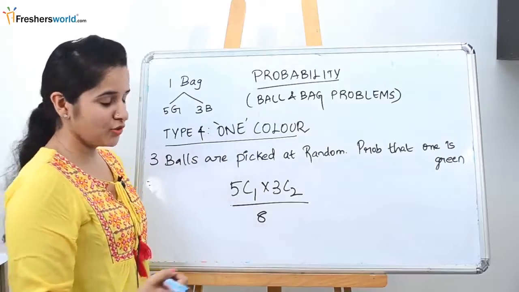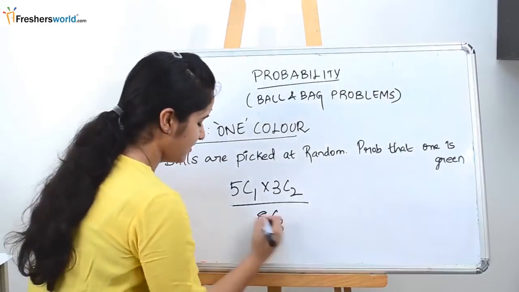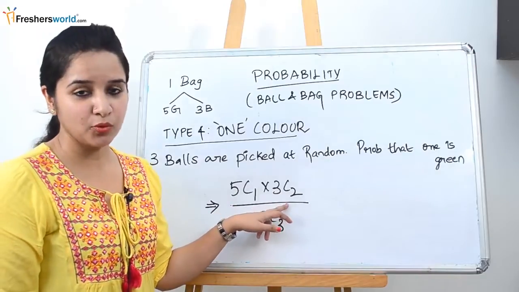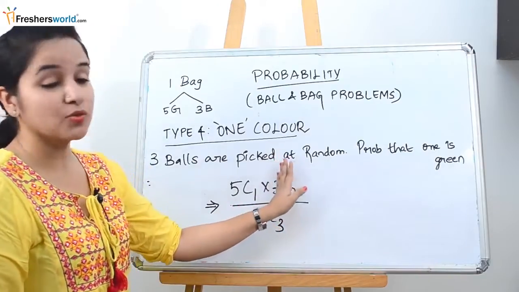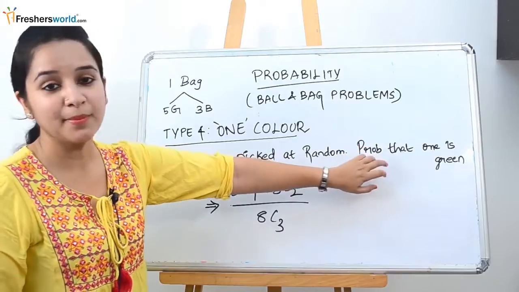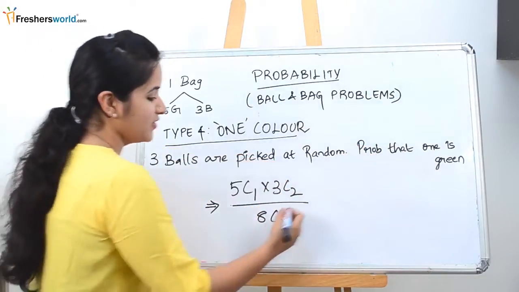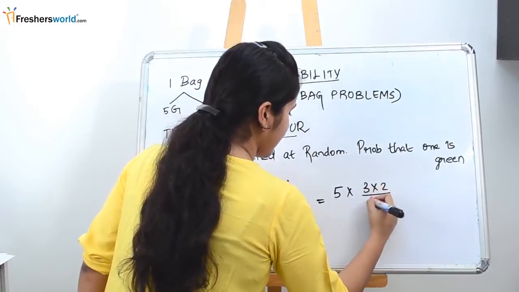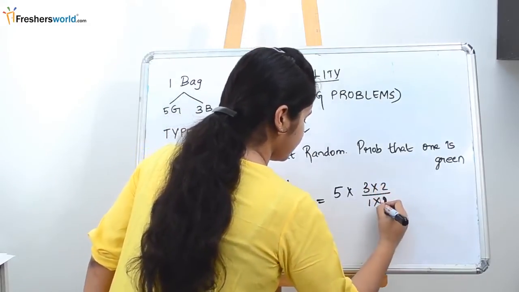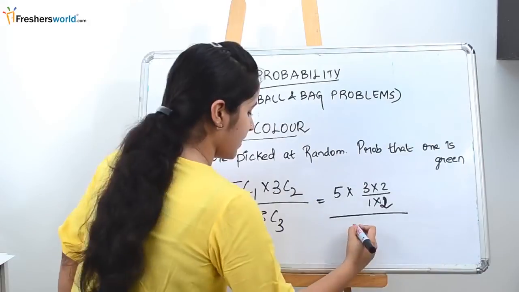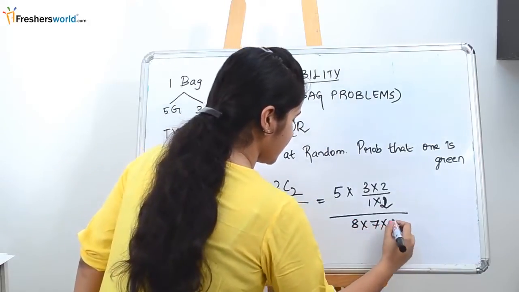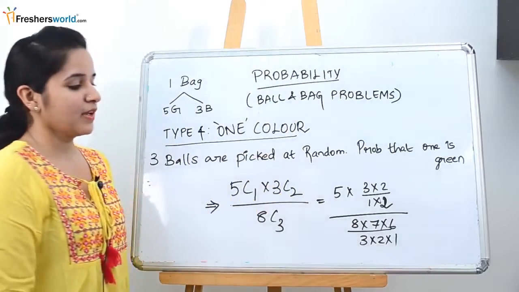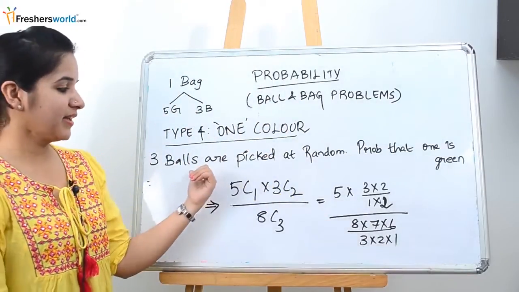How many balls you have to choose? 3. 8C3. So the main catch is here, you have to definitely write the blue balls here. Half the people just omit the blue balls because it's not been mentioned in the question. So once you solve it, you get it as 5 into 3 divided by 8 into 7 into 6 divided by 3 into 2 into 1. If you solve the question, you will get the answer for this.